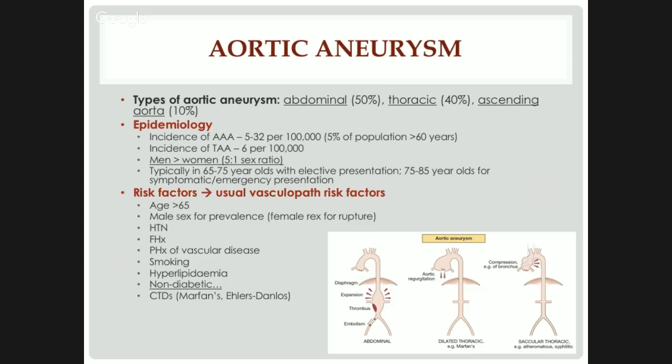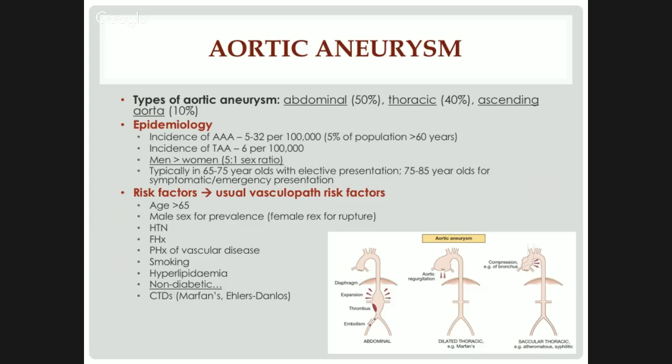So in terms of the types of the aortic aneurysm, we've got abdominal, which are by far the most common, followed by thoracic, followed by the ascending aorta. So the ascending aorta is technically a part of the thoracic, but when I say thoracic, I meant more the loop of the aorta or the arch of the aorta. In terms of its epidemiology, as with almost all of these diseases, you'll notice that men tend to have a greater level of incidence.